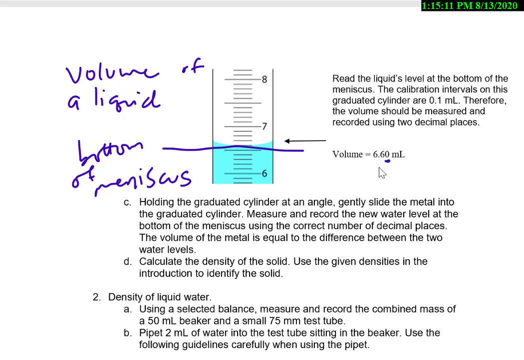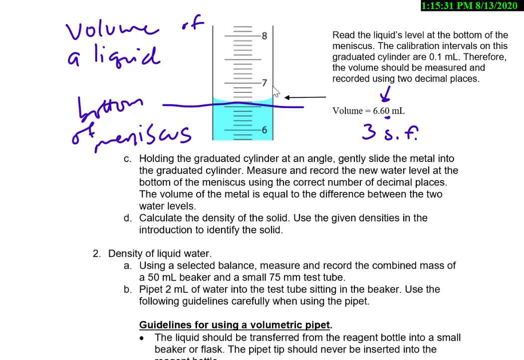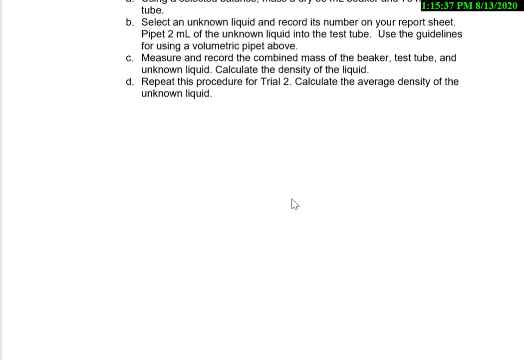So this person recorded this as 6.60, which is really important because it makes it 3 sig figs, and it indicates to the reader that only that 0 is estimated, that the other 2 values are actually on the piece of equipment. So keep that in mind as you have to measure different liquids. That will also go for thermometers in future labs.